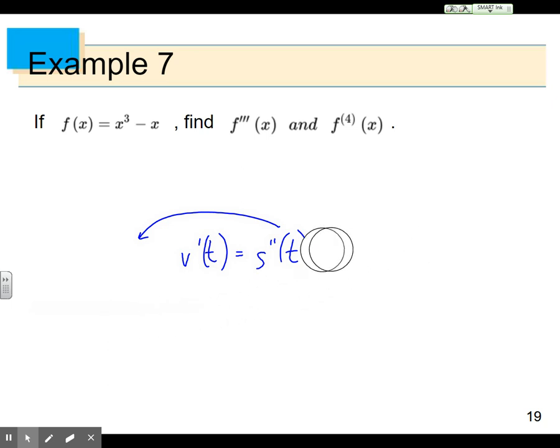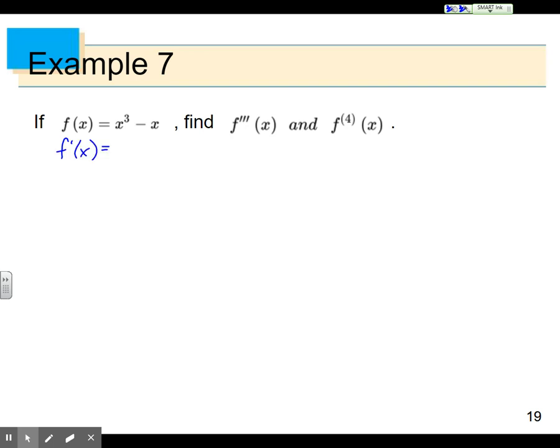Alright, so let's go back to our example. Same one we've been doing. We just found that the first derivative was 3x squared minus 1. And the second derivative of x was simply equal to 6x. Right. I want you to go ahead and work out the third and the fourth derivative of this function. Okay, and I'll work it out as well, and then we'll see where we're at after you hit play. So go ahead and hit pause.